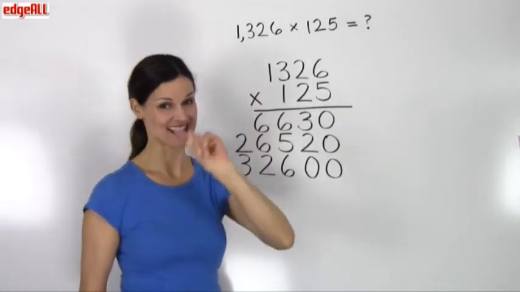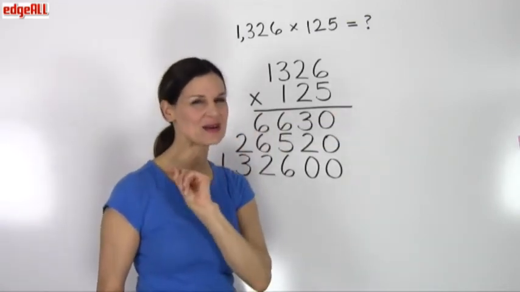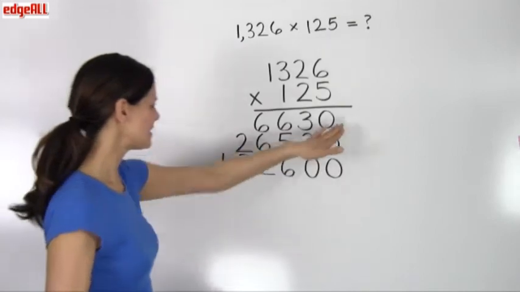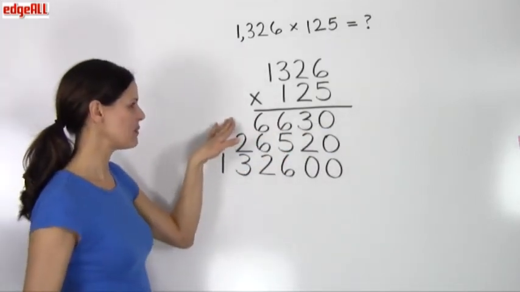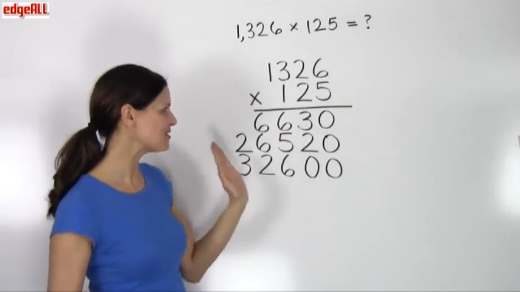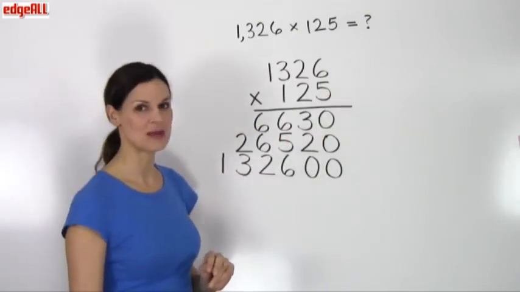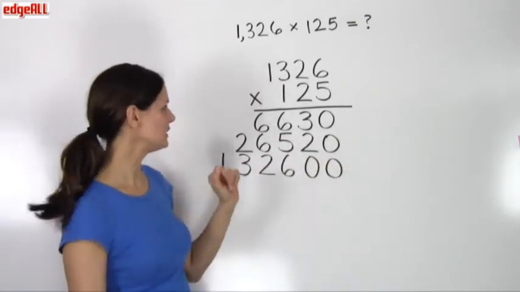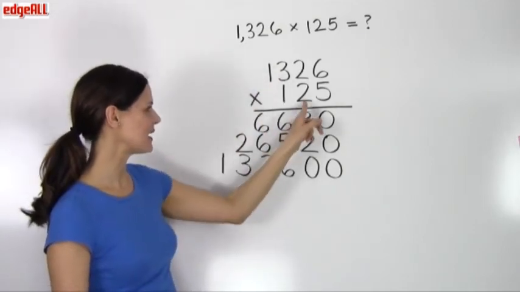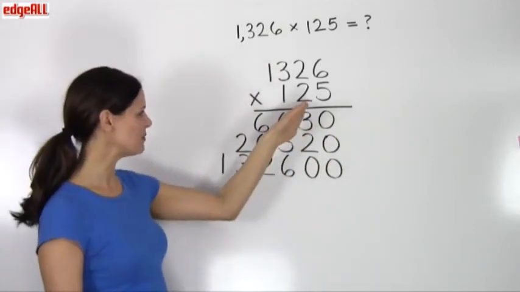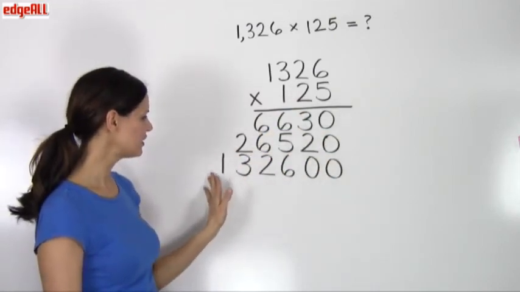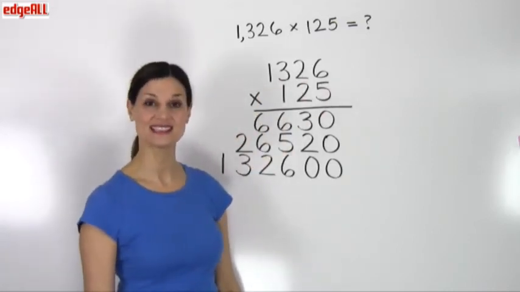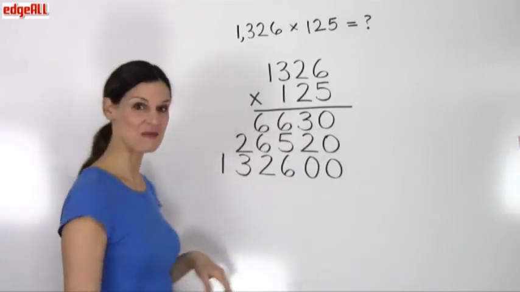I'm finished with the multiplication. I still need to add these 3 products together. So I'm not totally done with the problem, but I'm finished with all the calculating of the multiplications. On my first row is the product of multiplying 1,326 by the number in my ones place, the 5. In my second row, I have the product of multiplying 1,326 by 20, or by 2, which is the number in my tens place. And in the third row here, I have the product of multiplying 1,326 times 100, or the 1 in my hundreds place.